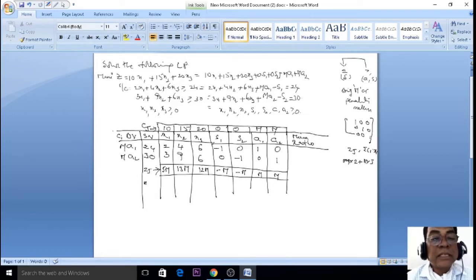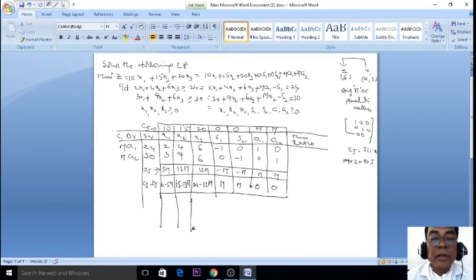Come to the point. Same thing, Cj minus Zj. What are the Cj? All the top values are there. 10 minus 5M. And 15 minus 13M. 20 minus 12M. 0 minus (minus M) means plus M. This is the plus M. Then M minus M is 0, and 0. Same thing. Please calculate this value. Understand? So what is the difference between the maximization and minimization problem?